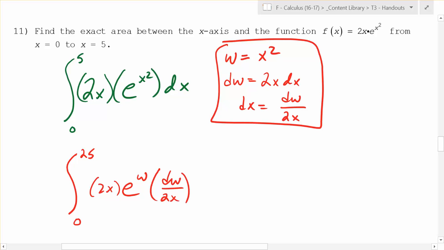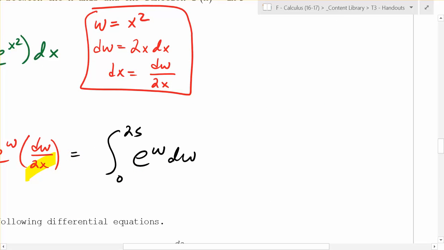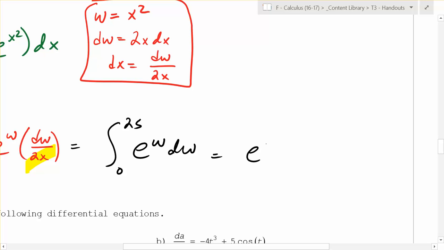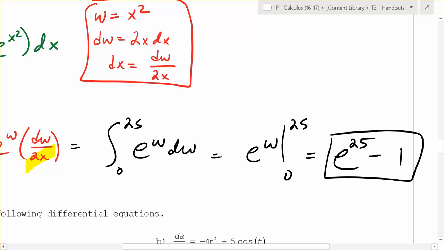And does something magical happen now? Oh, that's so nice. So you end up with the integral from 0 to 25 of e to the w dw. What's the integral of e to the w? Yeah, so you have e to the w from 0 to 25. So what's the answer to this? e to the 25 minus 1. Is that a big number? Yeah, that's absolutely a big number.